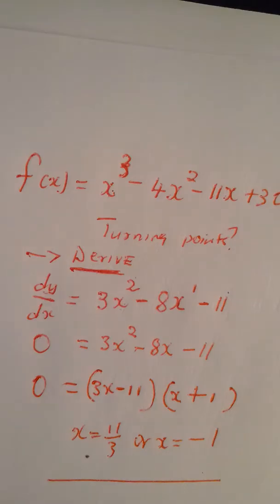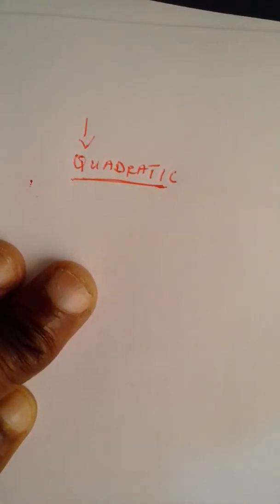We know that at the turning point, one of the x turning points is 11 over 3, and another x turning point is negative 1. So guys, there is one of the interesting questions here. Still on the turning point, I want us to remember something. Let's go back to what we call a quadratic a little bit. We'll go back to our cubic function.